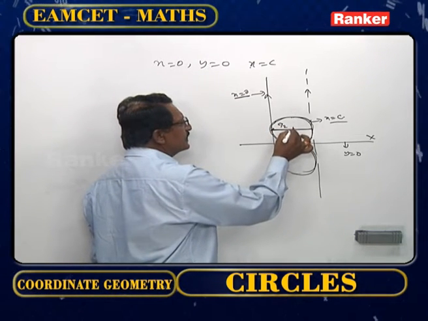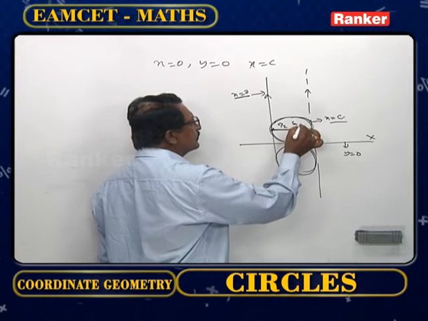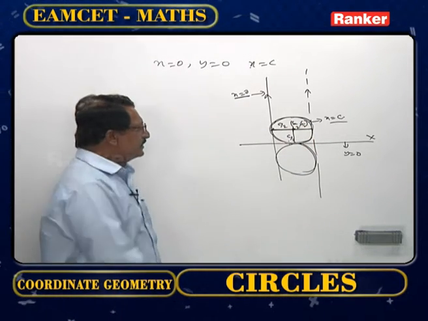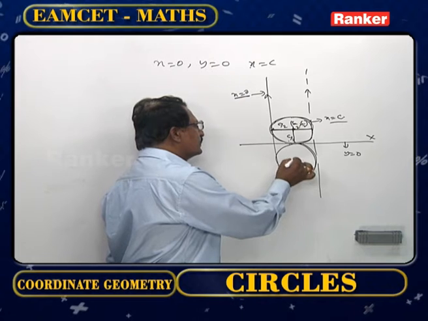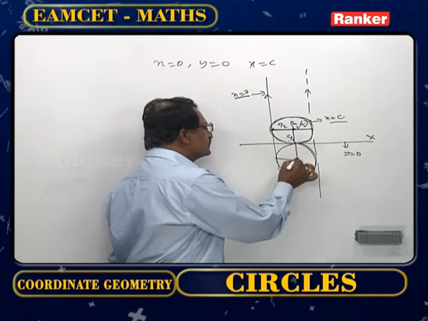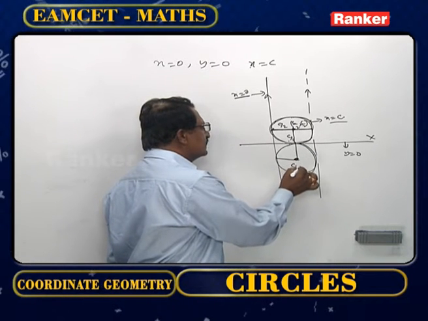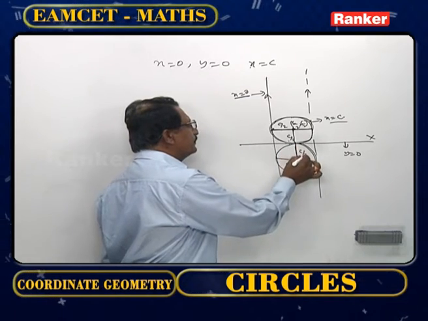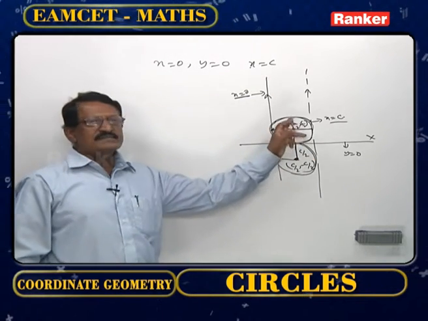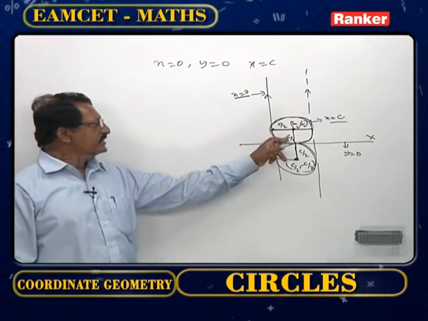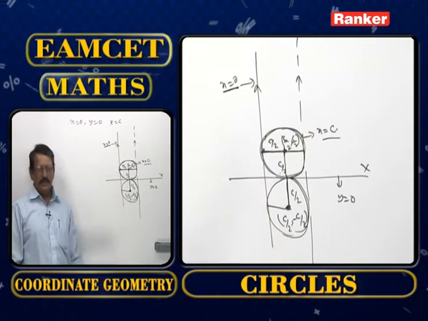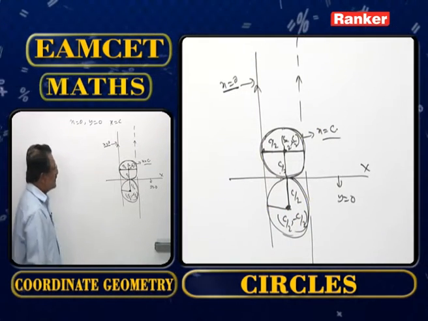Now, the center of the circle in the first quadrant is c by 2 comma c by 2 and the radius is also c by 2. Next, for the other circle in the fourth quadrant, its center is c by 2 comma minus c by 2, radius c by 2. One circle: center c by 2 comma c by 2, radius c by 2. Second circle: center c by 2 comma minus c by 2 and radius c by 2.